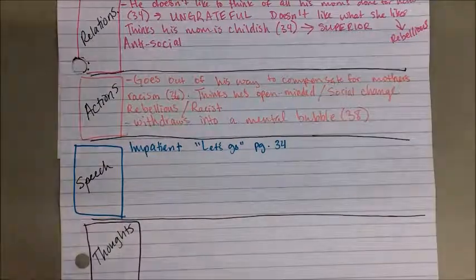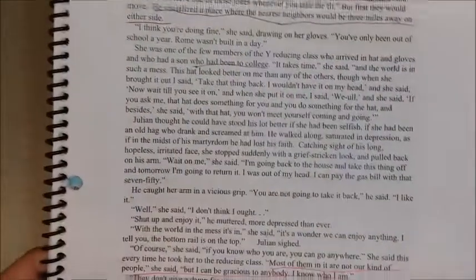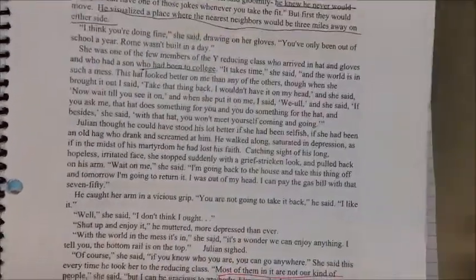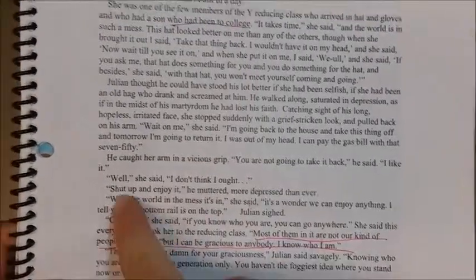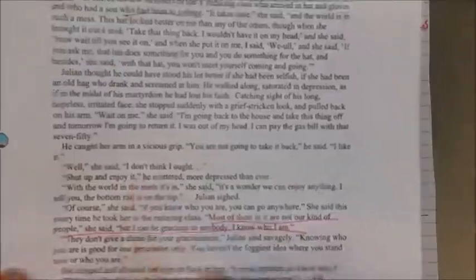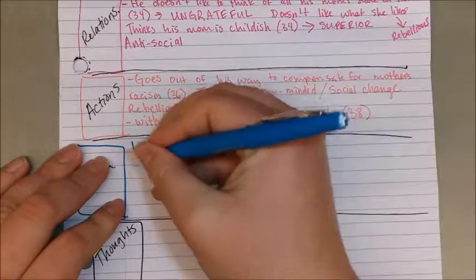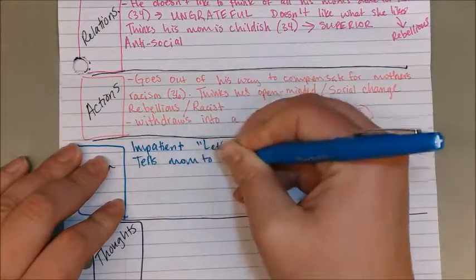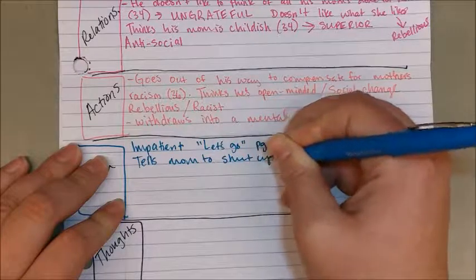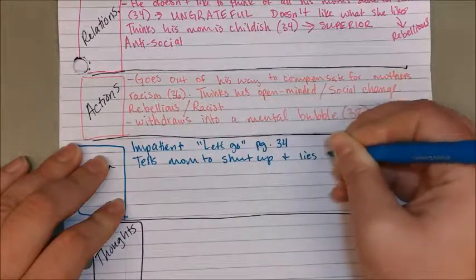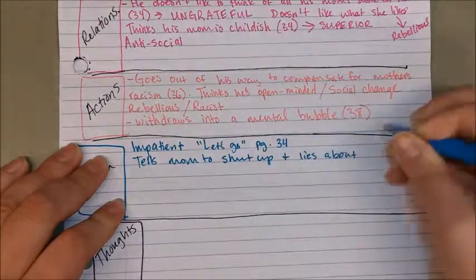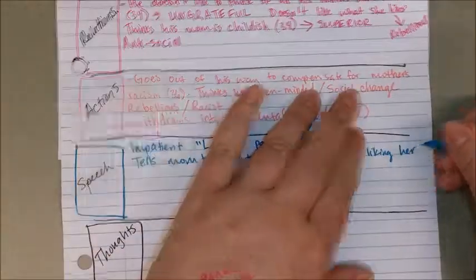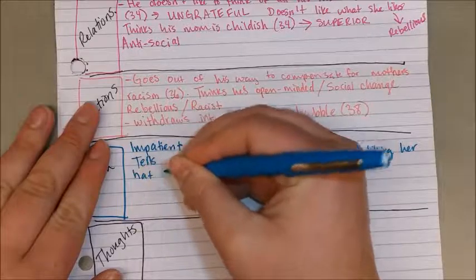And then when she's talking about going back to her house, he tells her, you're not going to take it back. I like it, even though we know he doesn't. He's lying to her. And he tells his mom to shut up and enjoy it. Okay? So he tells mom to shut up and lies about liking her hat. And this is on page 35.